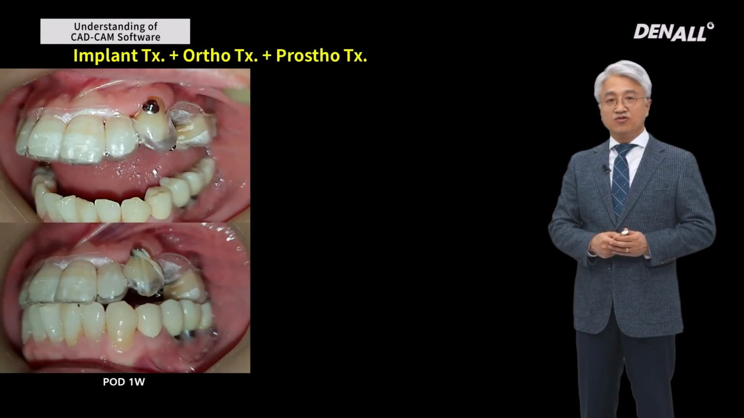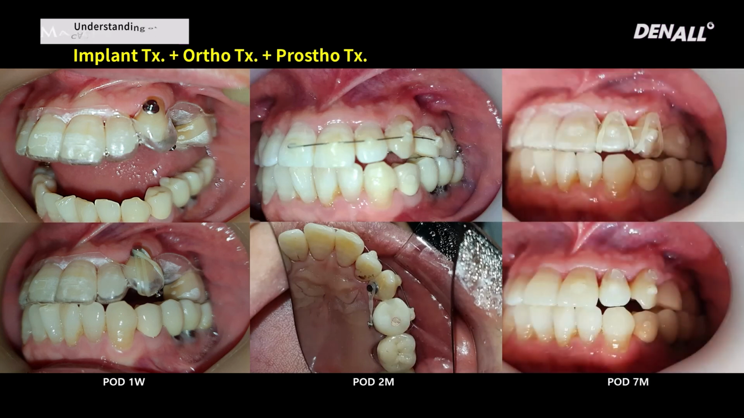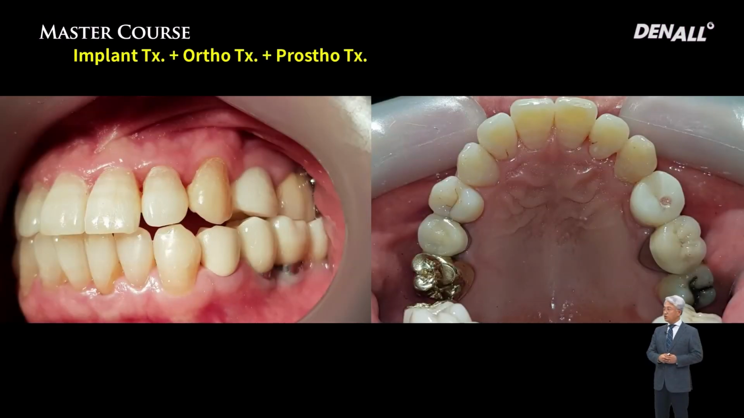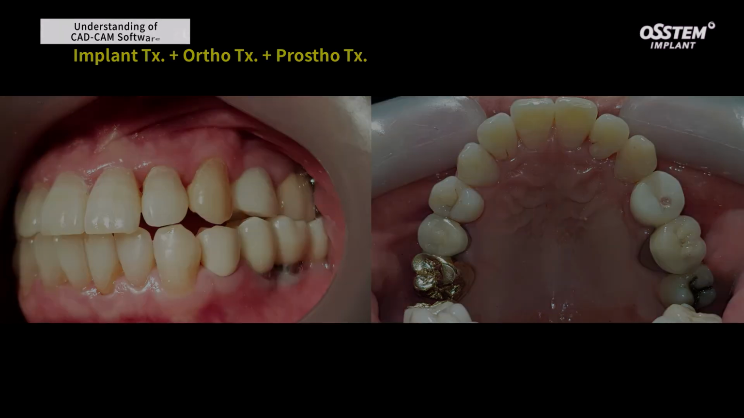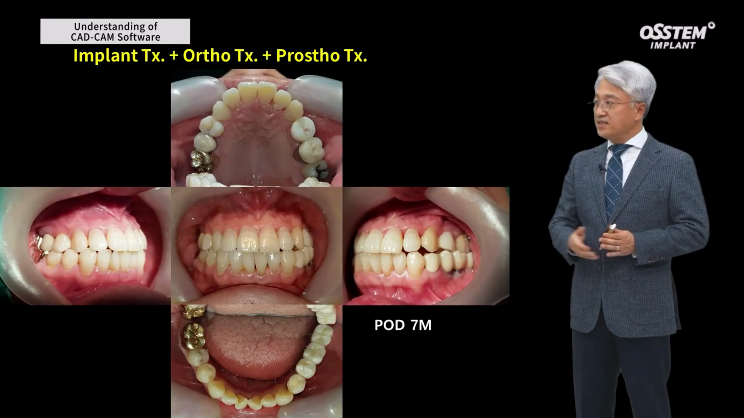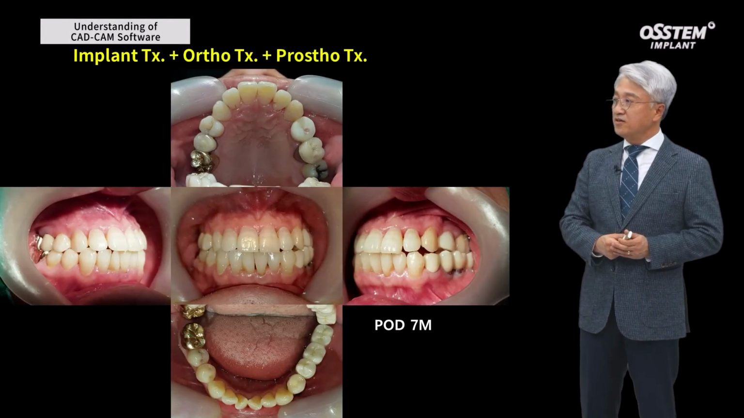1 month later, 2 months later, and this is 7 months later. If you look at here, prosthesis was fabricated ahead, implant was set, and as we determined how it will be like in the orthodontic setup, you can see that what we have assumed in the treatment planning process has been reproduced in real life. This has been done very precisely after 7 months. As you can see, this kind of result has been achieved.